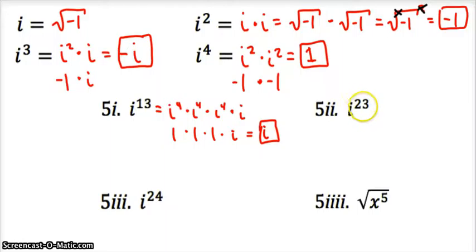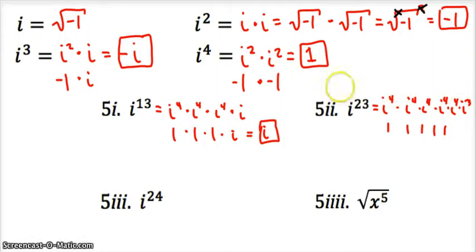How about i to the 23rd? Well, I don't want to do it the same way as this, because that would be a lot of i to the fourth, right? It would be i to the fourth times i to the fourth times i to the fourth. I'm already getting tired of writing i to the fourth, but there are 5 i to the fourth times i to the third. All of these guys turn into 1, and then i to the third turns into a negative i, so our answer would be -i. Well, there has to be a better way of doing this, right?